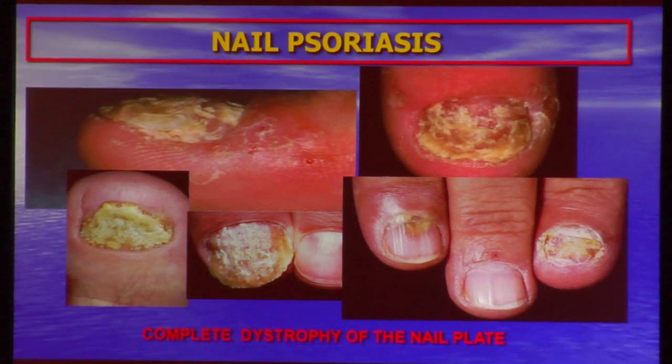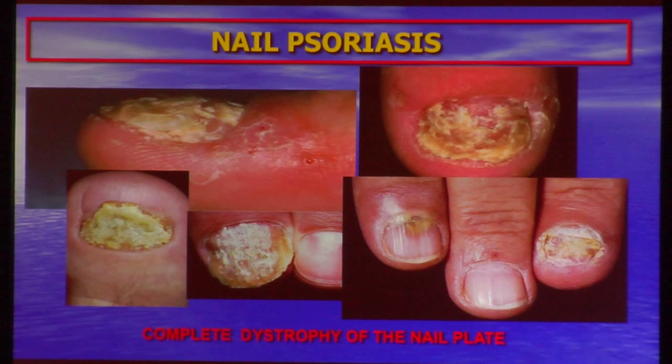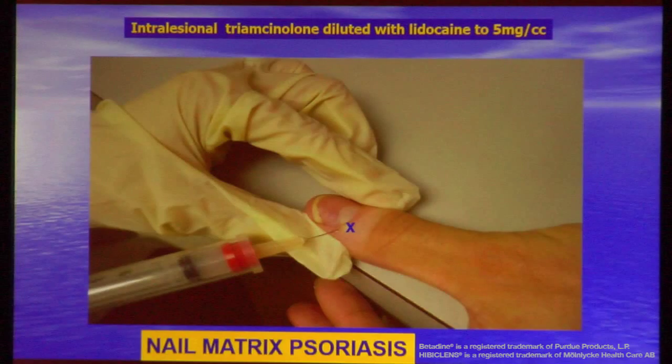But what do you do for these nails? You see a thick, grungy toenail or fingernail. The patient's very distressed by it. You've ruled out a fungus. You know that a topical drug is not going to penetrate that. It's not going to help them. So what do you do? Well, what I'm going to recommend to consider is intralesional injection. I do this all the time.